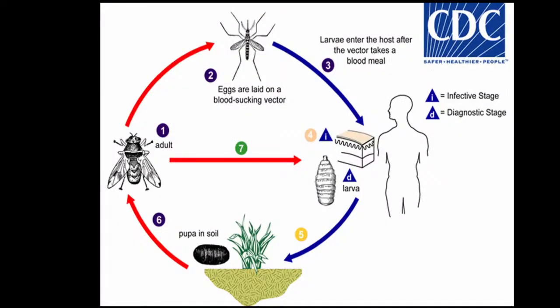So here on this slide you can see the life cycle of Dermatobia. The larvae of Dermatobia feed only on the warm-blooded tissue of people and mammals.